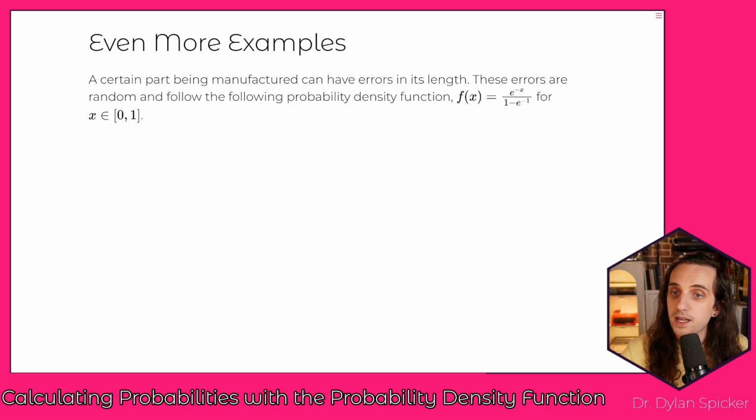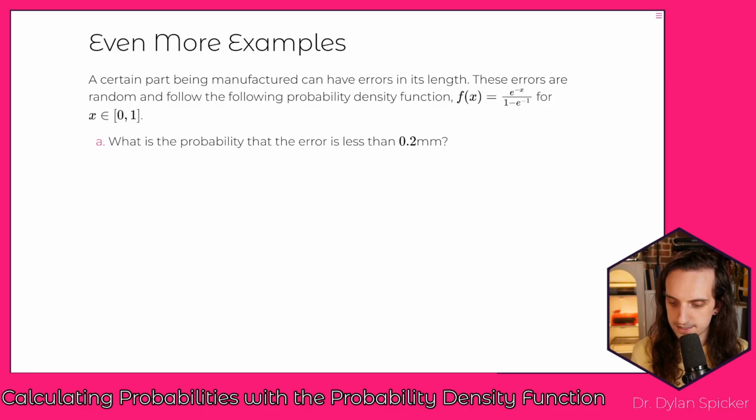Another example here, we have a certain part that's being manufactured, and it can have errors in terms of its length when we're manufacturing it. The errors are going to be random, and they follow the given probability density here, where we have f of x being e to the negative x divided by 1 minus e to the negative 1. And these errors are going to be between 0 and 1 unit long. Okay. So what is the probability that a given error is less than 0.2 millimeters, right?